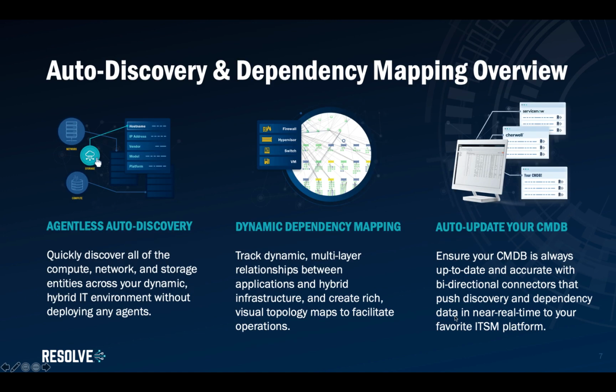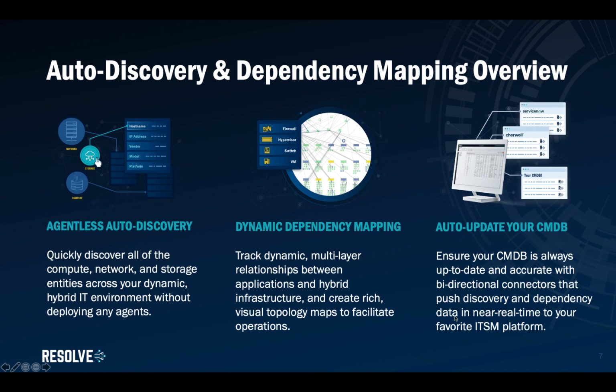So just before I hand over to Alan to see some of these capabilities in action, I just wanted to give you a quick overview of the key capabilities we'll be taking a look at. First of all, the agentless auto discovery. As the name suggests, there's no agent to deploy here, so you don't have to worry about deploying and updating agents.